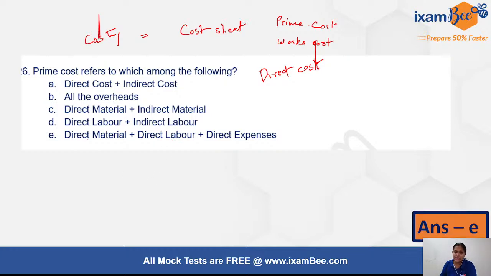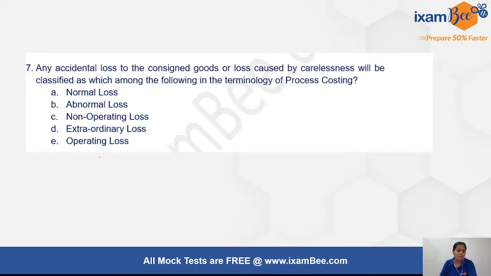So the answer is E, your material related cost: whatever materials are used, whatever direct labor is used in the production process, and any other direct expenses, for example the freight you may have to pay for getting the material. That becomes a direct expense, and will also be included here in your direct expenses, and therefore will be a part of your prime cost. Okay, moving to the next question.